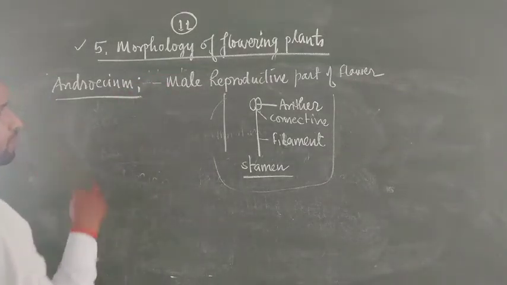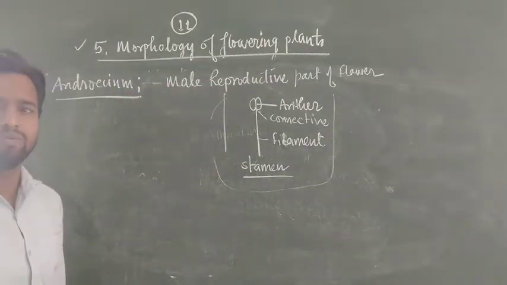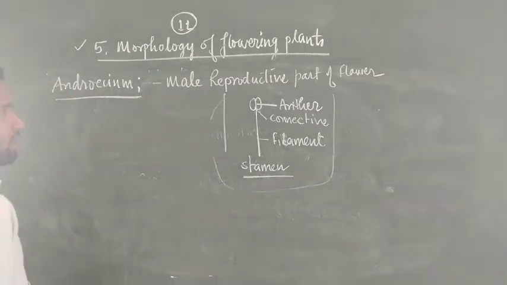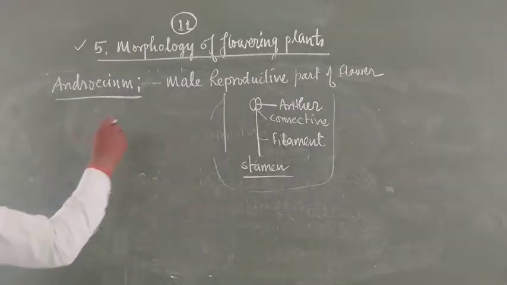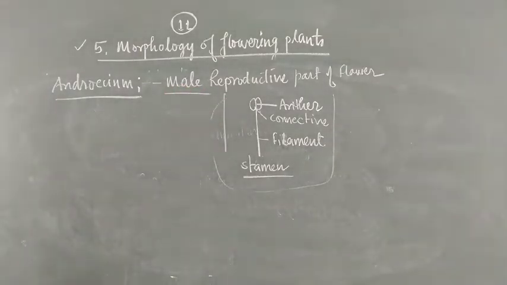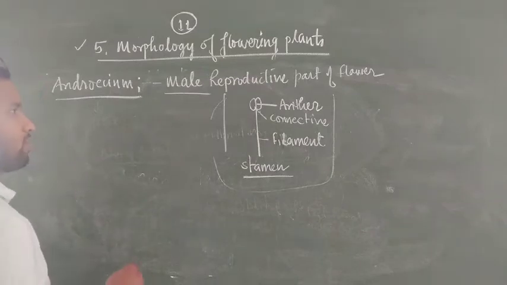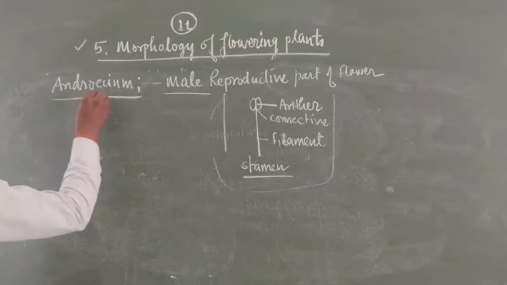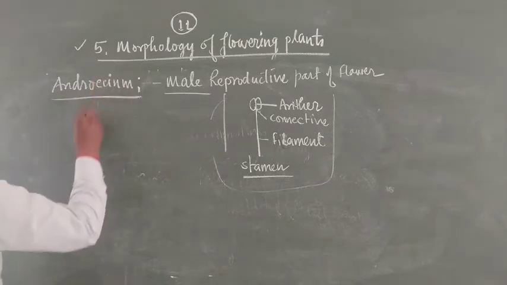Now, why is it the male reproductive part? Because it produces pollen grains, and a pollen grain has two male gametes and one tube nucleus. They are transferred to the stigma, and at that point they start germinating, produce a pollen tube and fertilize the egg. Now, some terms used in the androecium are very important.